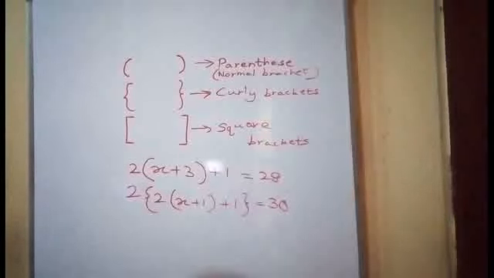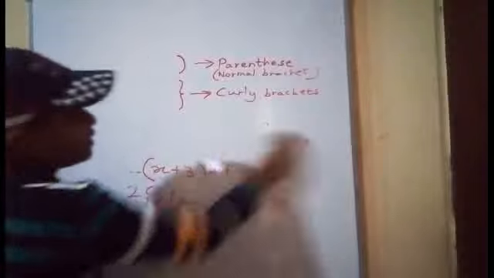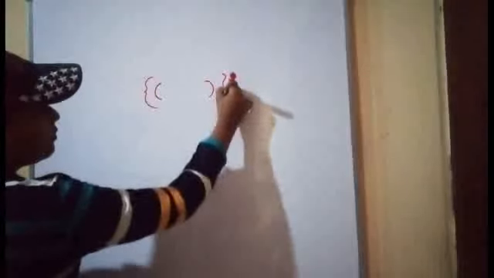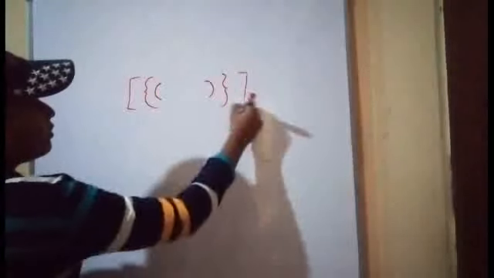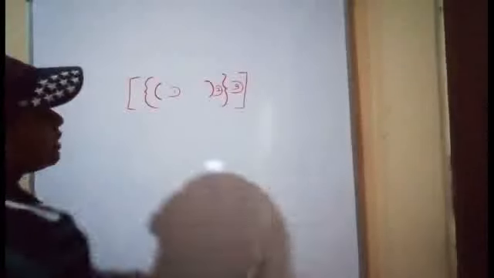The usual practice with brackets is to use parentheses first, then curly brackets, and then square brackets. Firstly the parentheses, secondly curly brackets, thirdly square brackets.